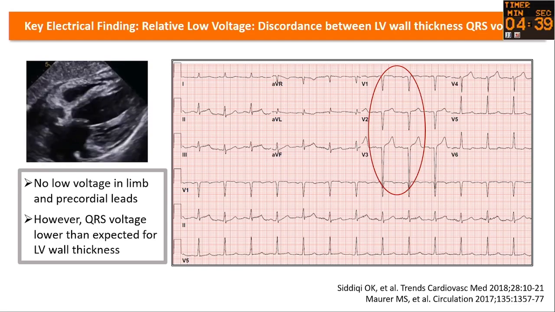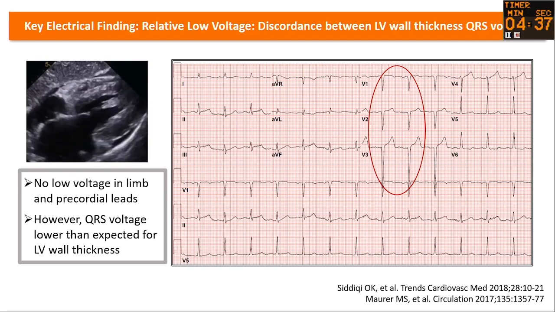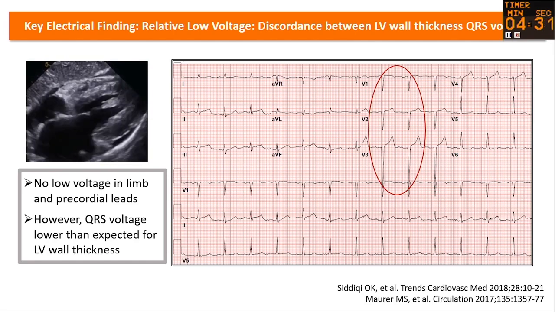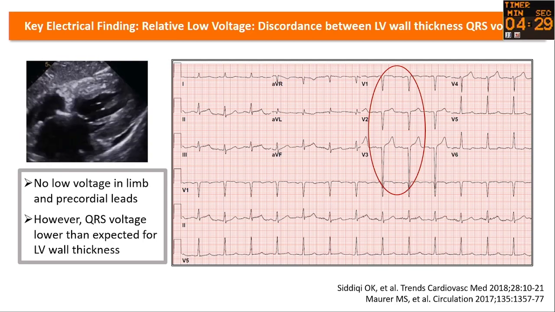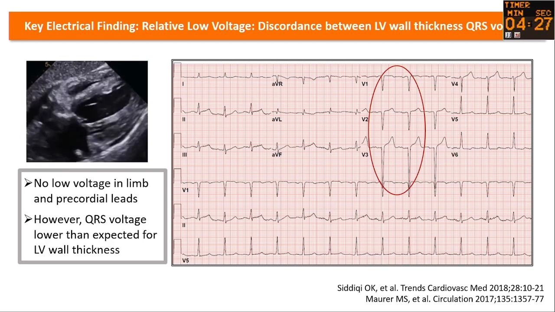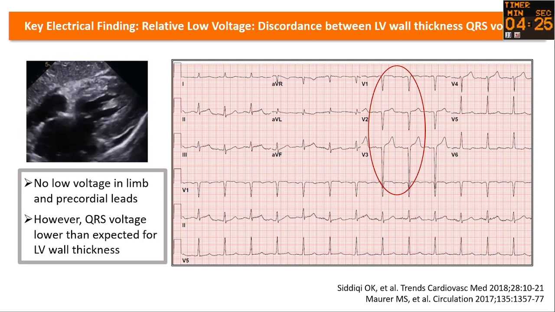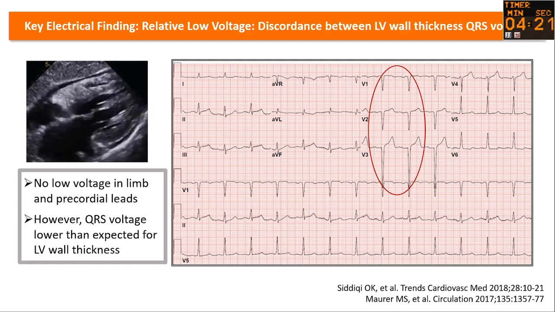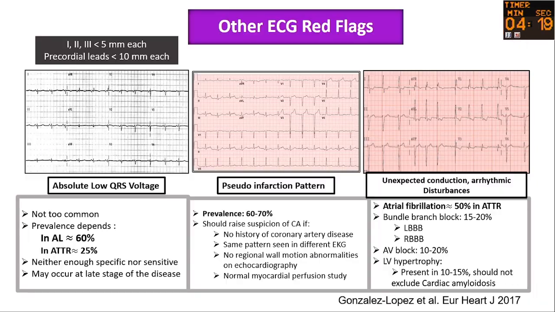Okay, now the key electrical finding is the relative low voltage. What relative low voltage means is discordance between LV wall thickness and the QRS voltage. You always have to put the echo and the EKG together and read them together. The QRS voltage is lower than expected for the LV wall thickness.